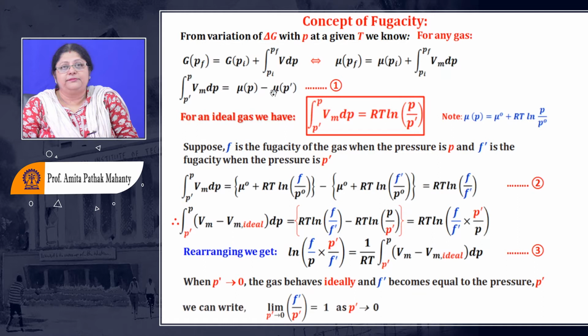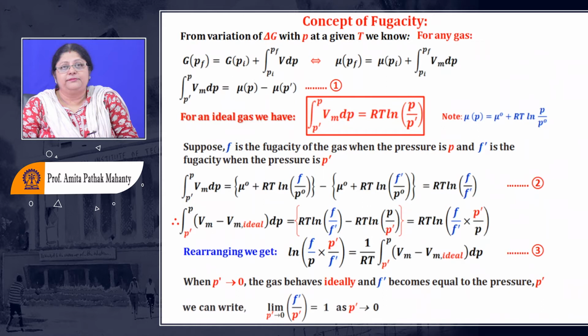So if that is the expression, then what do I get? The integral of the pressure from the initial P prime to P will be nothing but the integration of the molar volume into dP, and that will give me the change in the chemical potential from initial to final. And from the expression of G, we can write down the expression of mu and G. G would have been G naught plus nRT ln P by P naught, right?